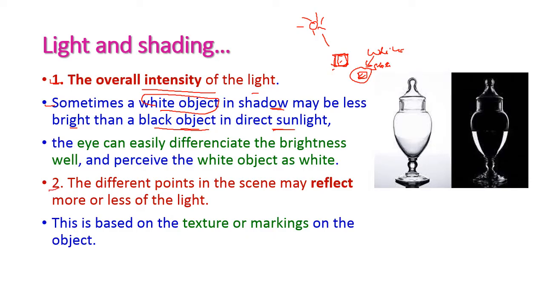And the second one is that different points in a scene may reflect more or less of the light. That is based on the texture of the object or the markings on the object. If the texture is like this, the reflection will vary, right?